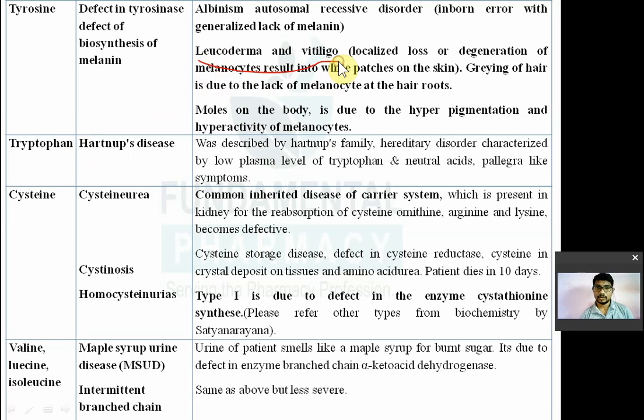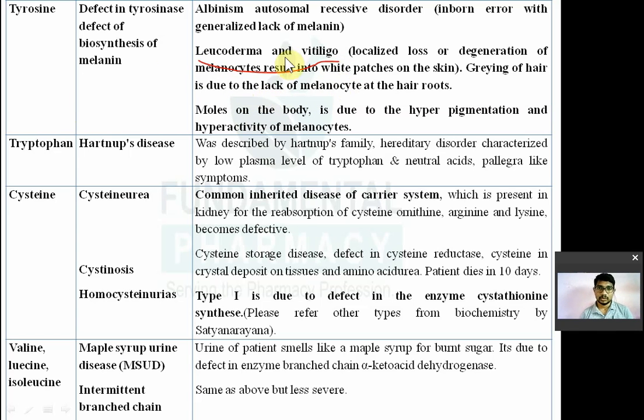vitiligo. Okay. Then again graying of hair. आपका जो normally hair जो होता है black color का होता है, so your hair becomes gray. That is due to lack of melanocytes in the hair roots. So if melanin containing cells are not there, or there is a degeneration of melanin containing cells in the skin or your hairs. So if it is in the skin, you will get white patches on the skin. If it is present in the hair, you will get hair that is gray in color.